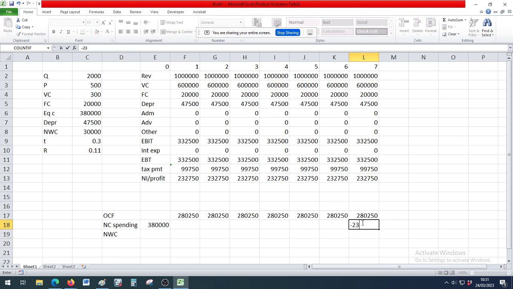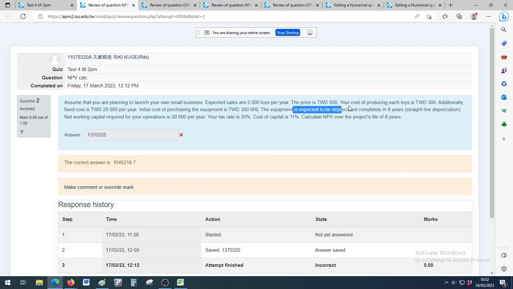Let's say we sell it for 23,000 after tax. In this particular example, we don't have anything. So that's going to be something new for today. In this case, just net capital spending at the beginning. Okay. Do we have anything about the salvage value? I didn't see anything about the salvage value.